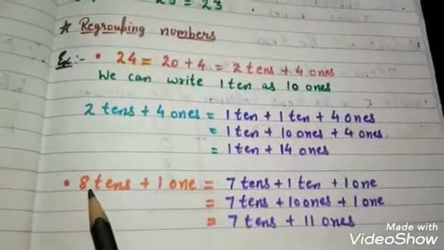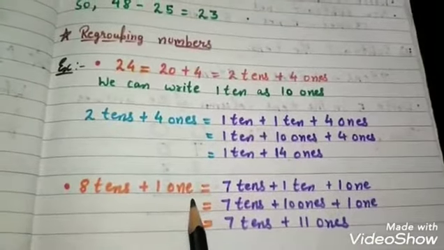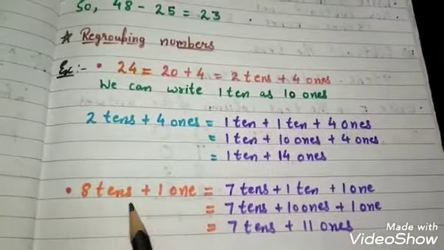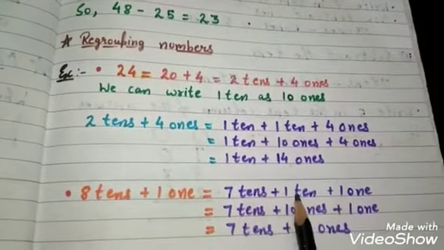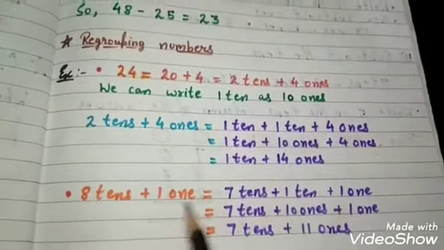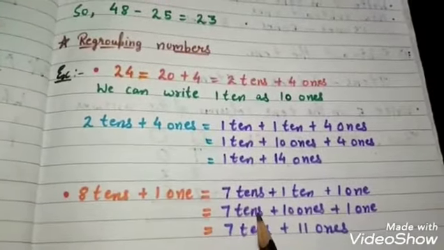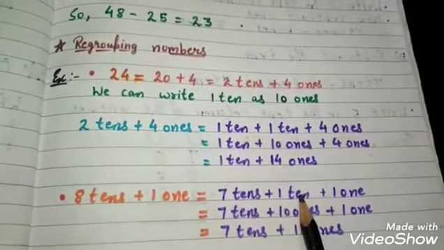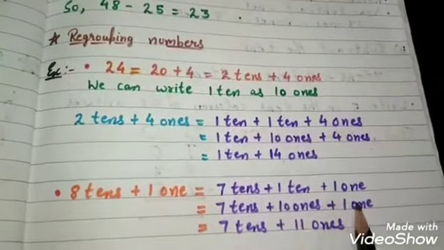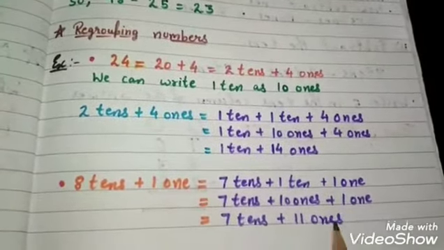In the second example, 8 tens plus 1 one. 8 tens we can write as 7 tens plus 1 ten. And this 1 one stays. This 7 tens we write as it is, and this 1 ten can be written as 10 ones, plus 1. So now 7 tens plus 10 plus 1, 11 ones.